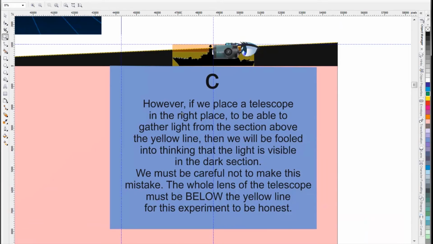However, if we place a telescope in the right place to be able to gather light from the section above, then we will be fooled into thinking that the light is visible in the dark section. We must be careful not to make this mistake. The whole lens of the telescope must be below the yellow line for this experiment to be honest.